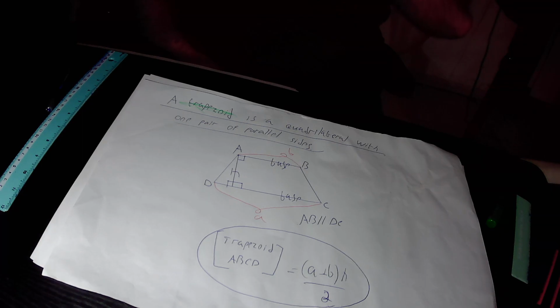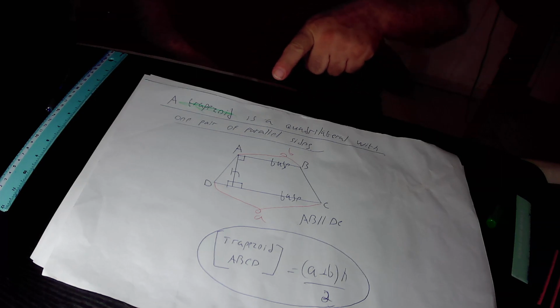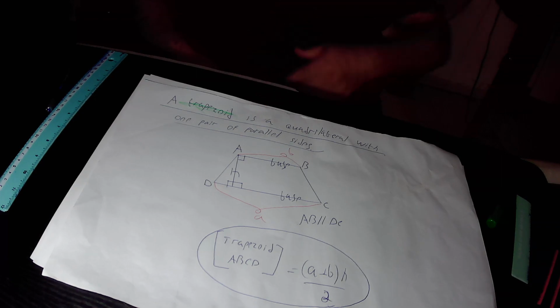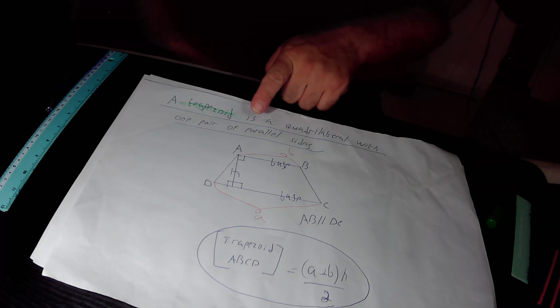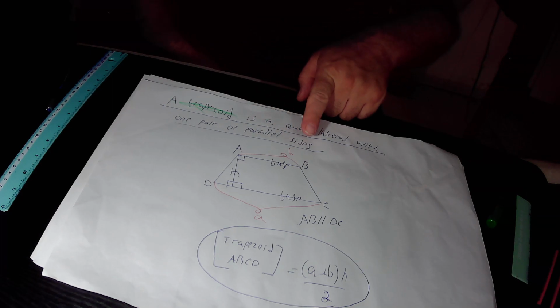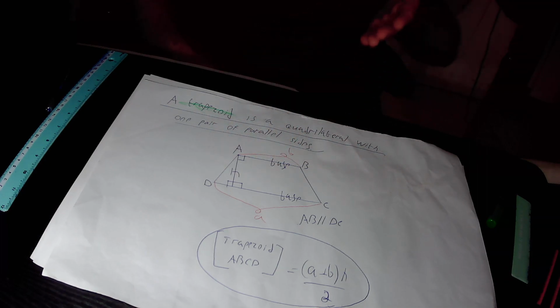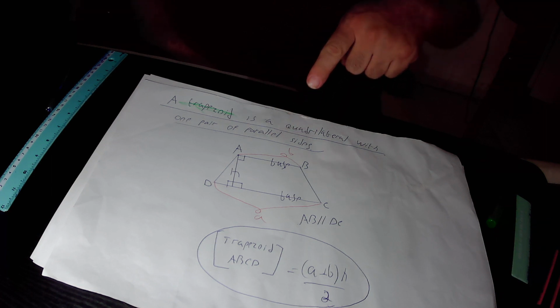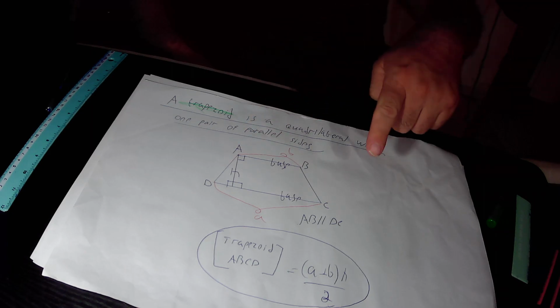and the area of a trapezoid is equal to the sum of its two parallel bases times the height over 2. If we define the length of base AB as B and the length of base DC as A, then the area of this trapezoid ABCD is equal to A plus B, that is the sum of its two parallel bases, times the height h over 2.